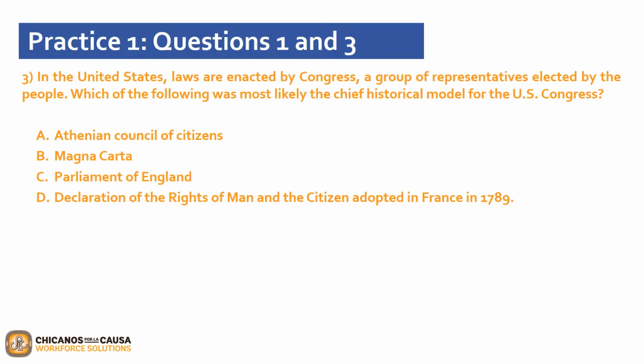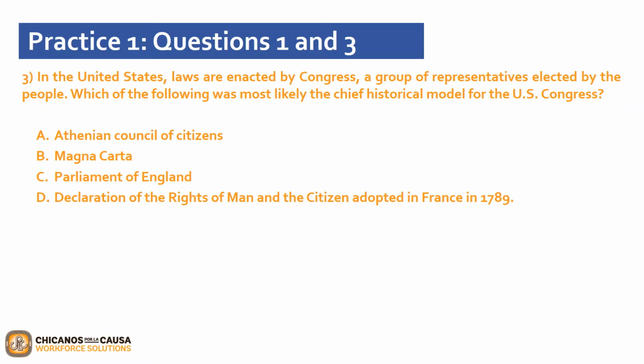So let's break it down. A. Athenian Council of Citizens. Remember that the Athenian Council enacted laws directly without the oversight of Congress or representatives. So this is not a valid answer. B. Magna Carta. The Magna Carta was a document that reviewed the decisions of the monarch. So once again, this is not a valid answer.